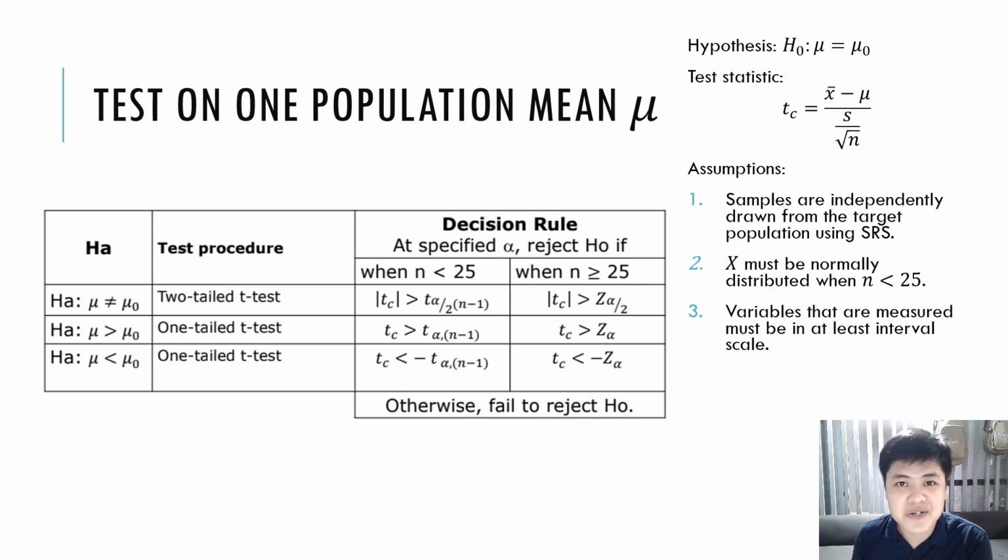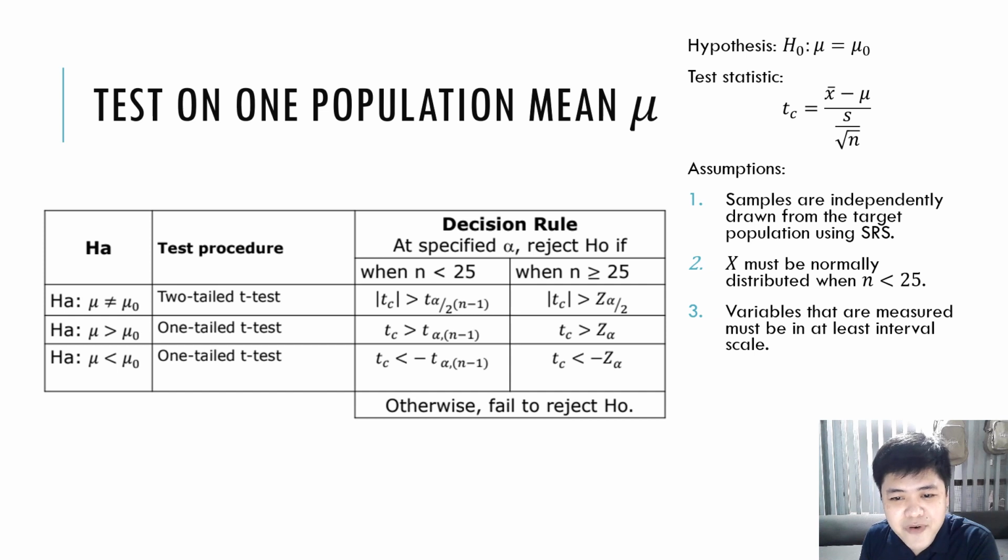So this is the decision rule actually. At specified alpha, we're going to reject your null hypothesis if, for example, you are in less than 25, if your absolute value of t, the computed value of t, is greater than the tabular value, then you're going to reject the null hypothesis. Otherwise, you do not reject it.